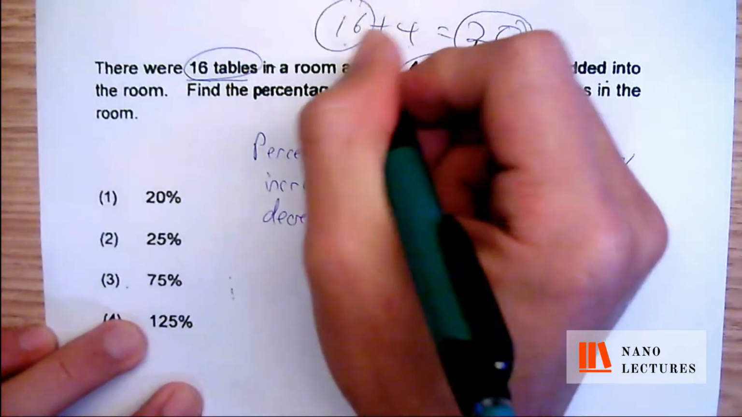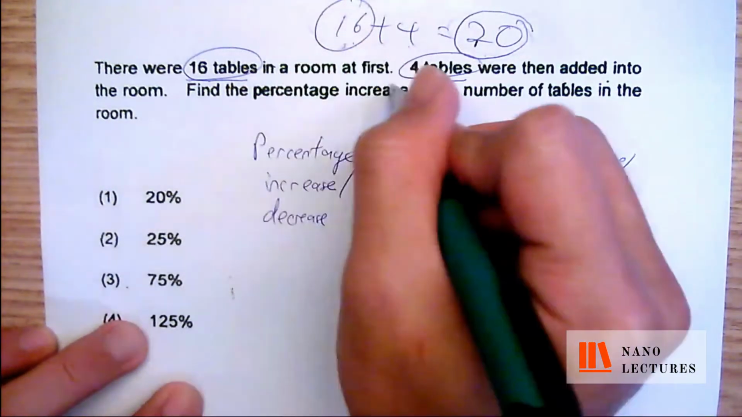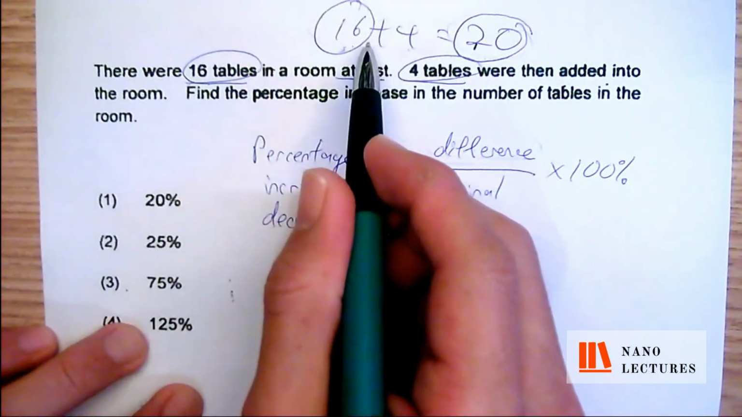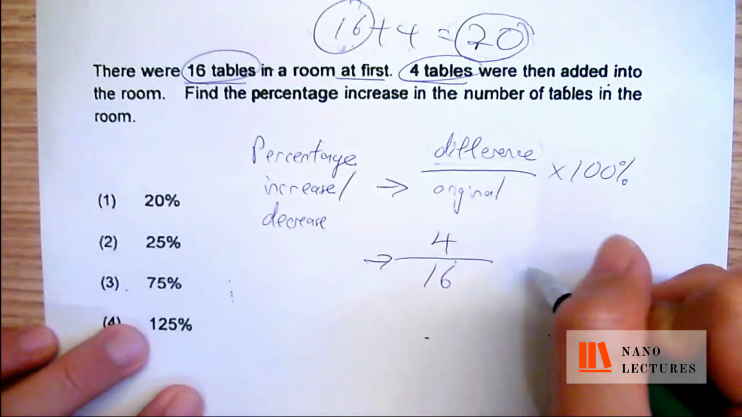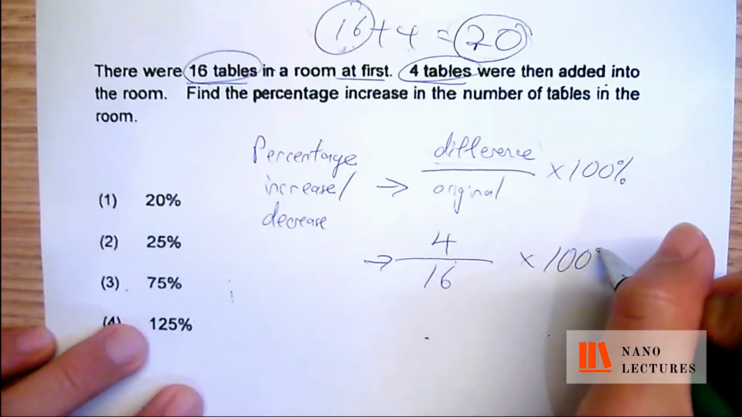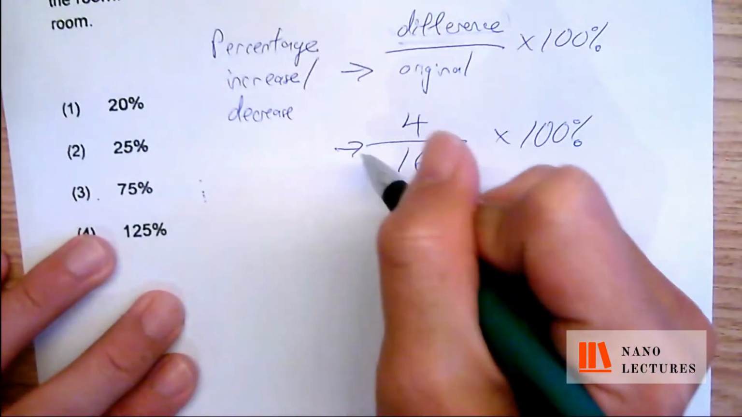What's the original? 16 or 20? 16 came first, right? Because originally at first there were 16 tables, right? So 16 came first. So 16 is the original. Okay? Using this figure, multiply by 100%. Sorry, this should be equals.